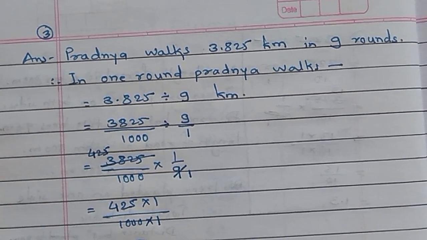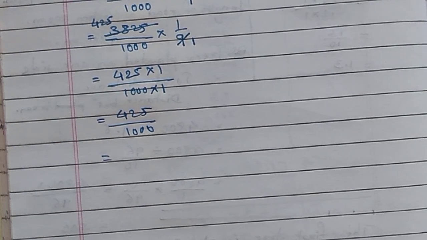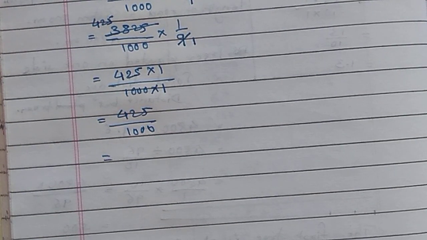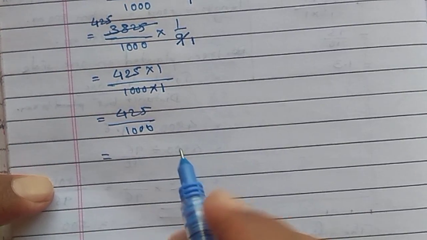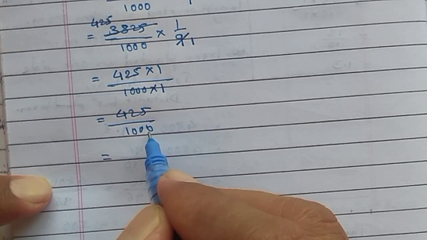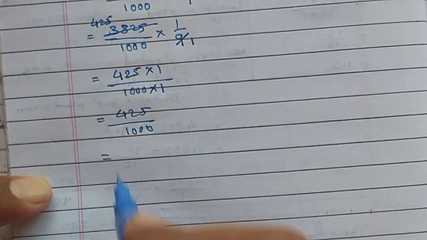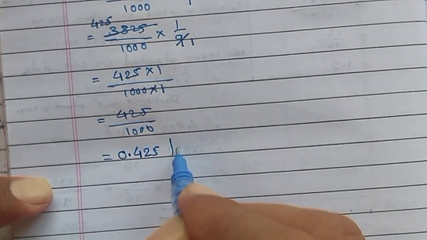Okay, now convert this into a fraction having a decimal point. Here downside how many zeros are there? 3 zeros are there. So before 3 numbers give the decimal point. So the answer is 0.425 kilometers.